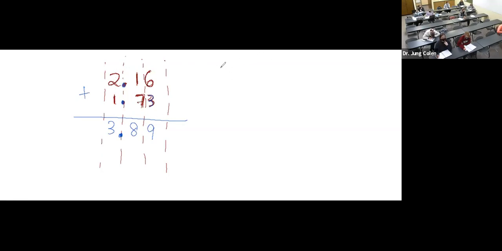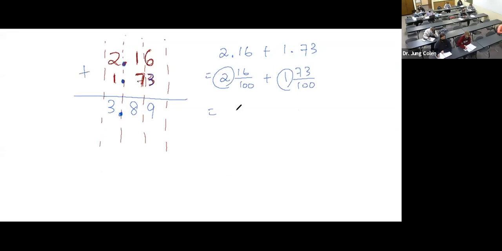If you want to use fractions to solve this problem, you can do that too. We know that in fraction form this will be 2 and 16/100, right? So 2 and 16/100 plus 1 and 73/100. We can add by the whole numbers. We can separate 2 and 16/100. I'm not going to go over all of this again because we talked about that before.